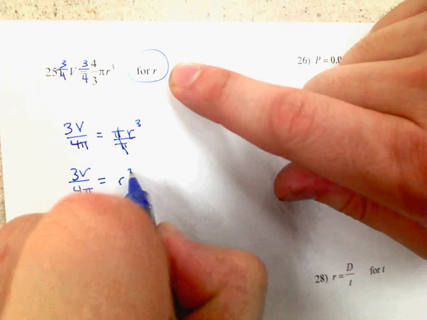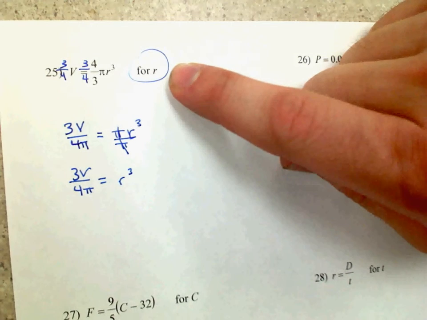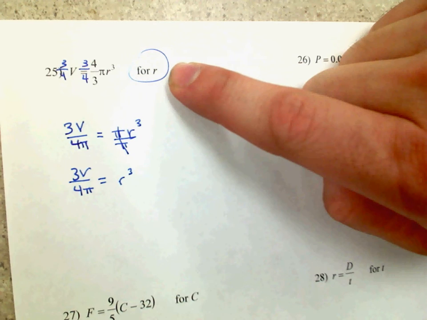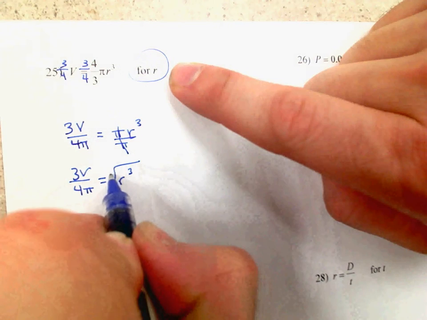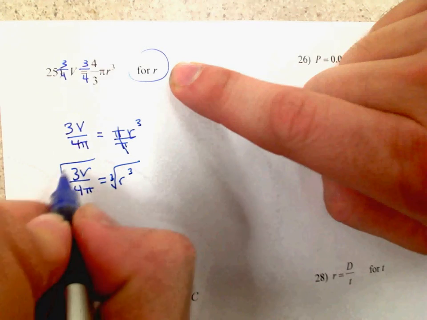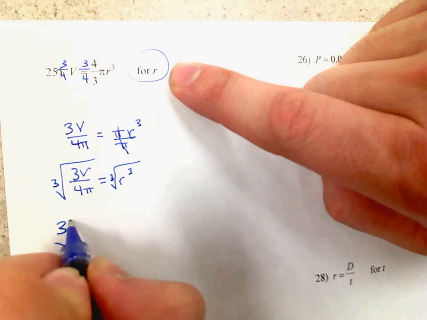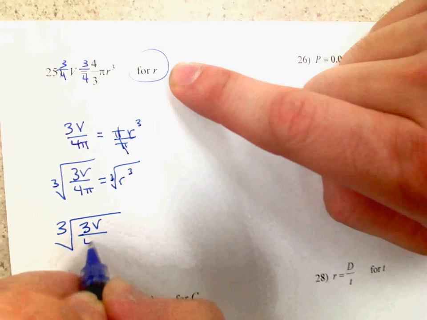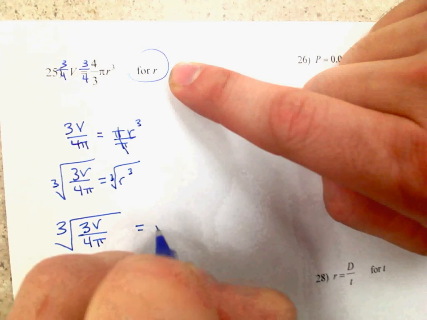Well, we just got rid of a squared by square root, so we're going to get rid of a cube by a cube root. And it's the same symbol. You just put a 3 there. So your answer is the cube root of 3v over 4 pi equals r.